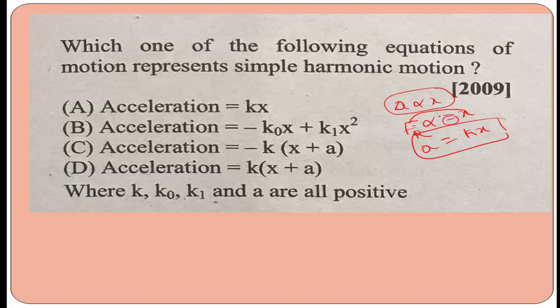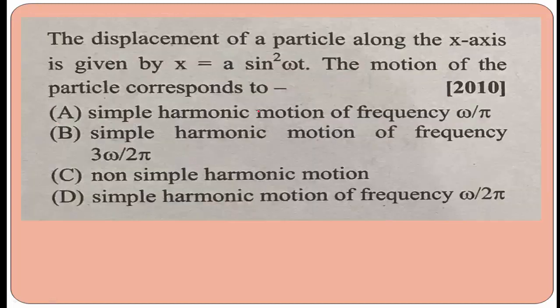Here the negative sign indicates opposite direction. The option A is the right answer. In this case, K, K0, K1 and A are all positive. That's why the option A is the right answer. Acceleration is equal to K into X.